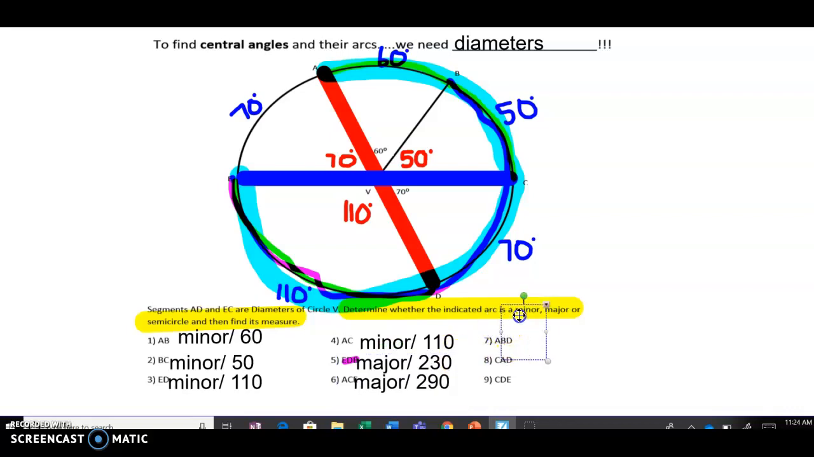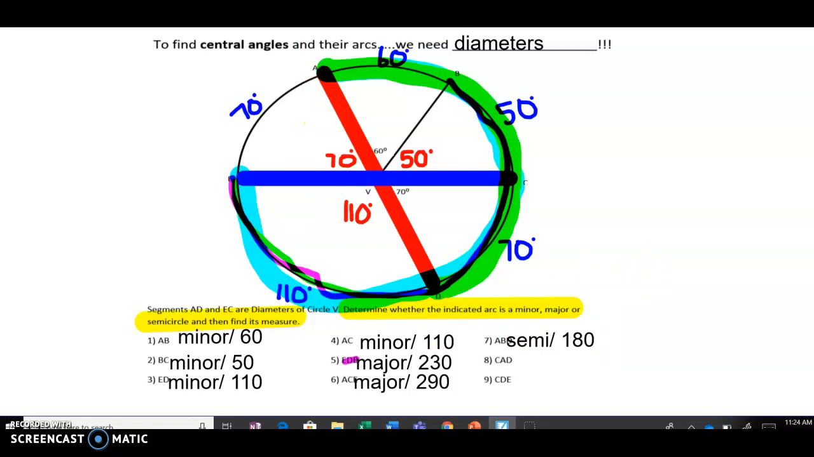All right, so for this number 7, I have to start at A again, and I'm going to go to B, and then I'm going to go to D. So here, I'm going to go from A, B, and I'm stopping down here at D. Now this right here I can see is a semicircle. It's exactly 180 degrees. So that's a semi, and it's 180 degrees.